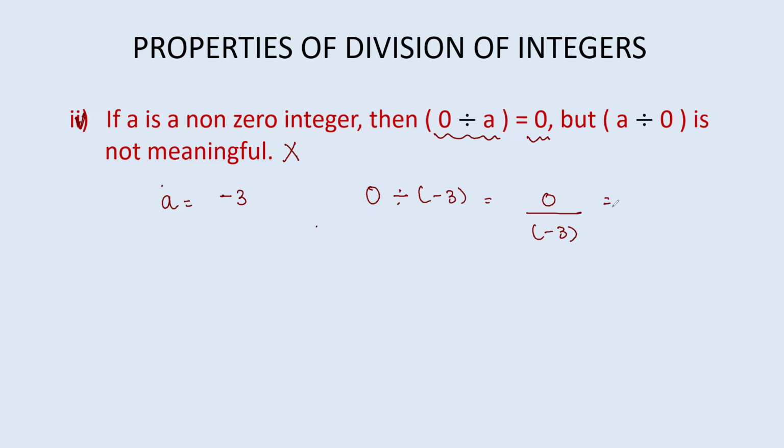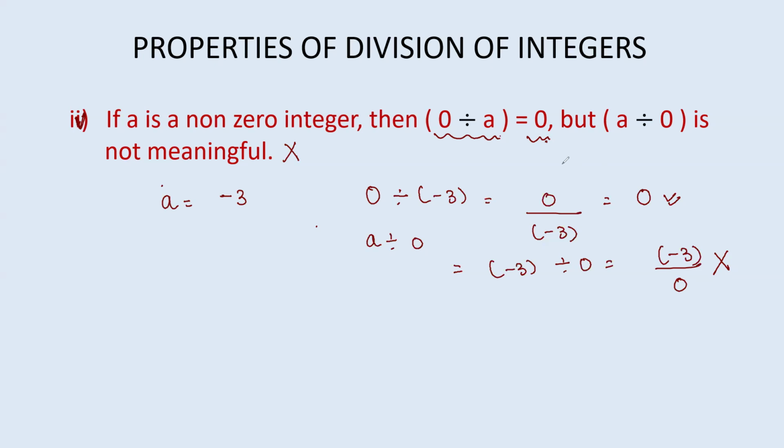Now, if 0 is divided by any number, any integer, the answer has to be 0. But the other way around, when you divide a by 0, a is minus 3, we divide by 0. Whenever 0 comes in the denominator, or any number is divided by 0, this is not possible. It is not meaningful. So 0 divided by any integer gives answer 0, but we cannot divide any integer by 0.